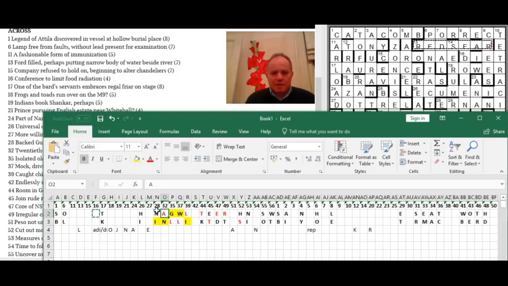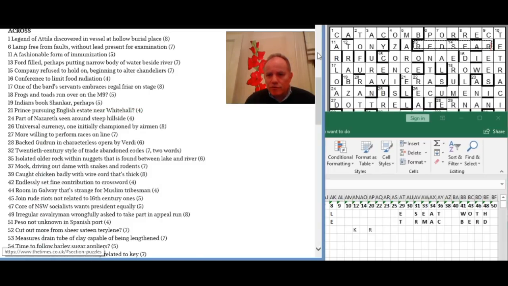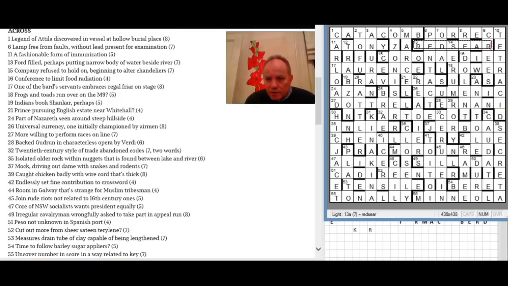So the red must be the instruction, the yellow must be the quotation, and if the yellow, therefore, it must be wicked, mustn't it? So 42 across is meant to be giving us an extra trigram. What was 42 across? Oh, well, that's the one we haven't done. Clue, probably. Endlessly set, fine contribution to crossword. Well, contribution to crossword has to be the definition. So, endlessly seems right.